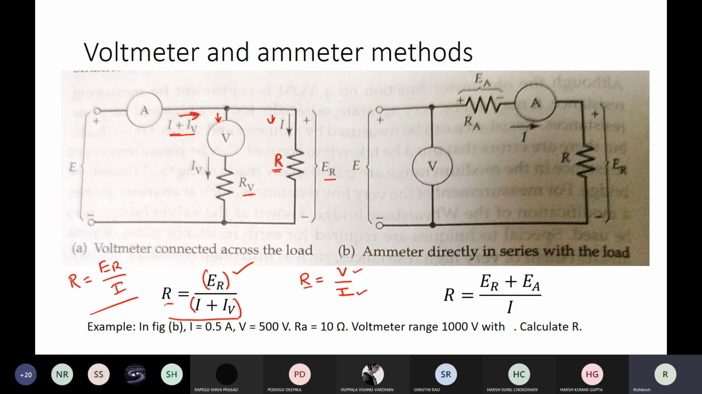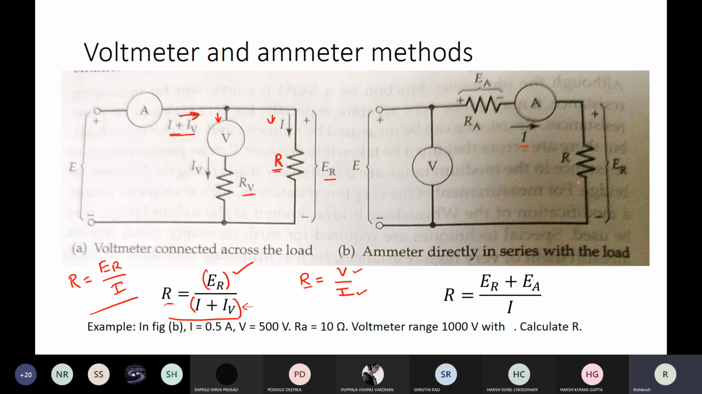So this is fine because it is measuring the voltage across R, but this denominator is not correct. It should have been I, but what we have is I plus IV, right? So this is where the resistance measurement goes wrong. Similarly, if you consider another approach, connecting the ammeter in series with the resistance, then definitely the ammeter will indicate current I only, which is the one flowing through the resistance.